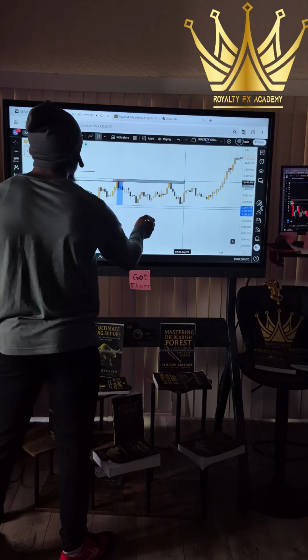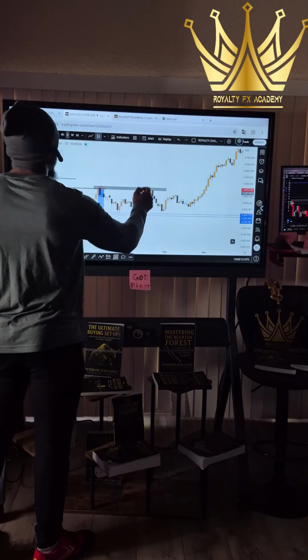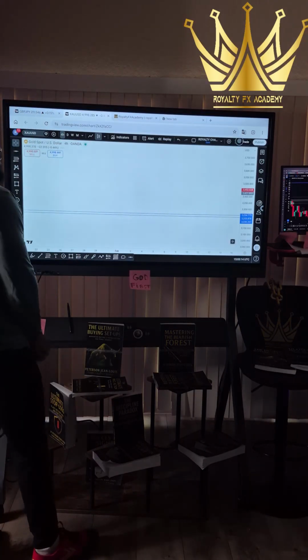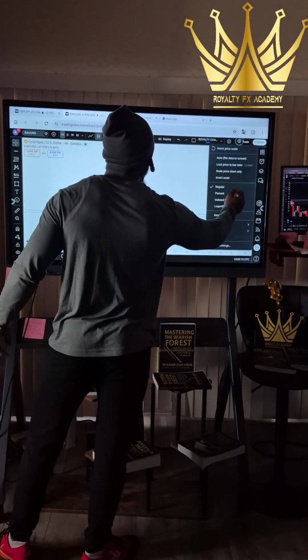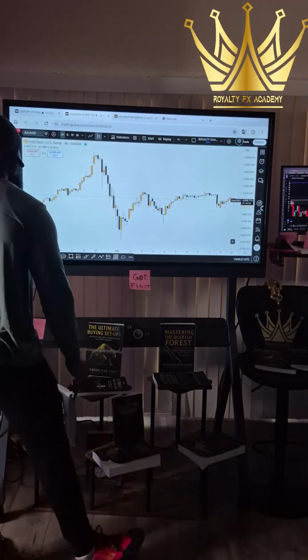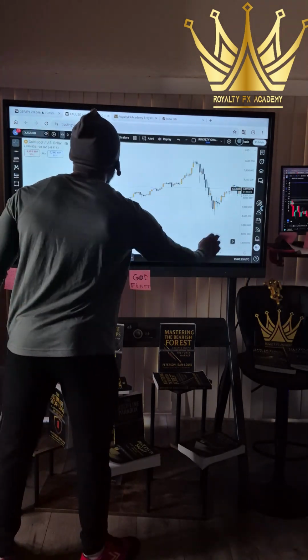Boom, like so. See that? So we have another daily double top, right? We're looking for a sell on the 4 hour time frame. Let's bring this forward, and then let's reset it, make it a bit easier for us to find what we're looking for, right? Minimize a little bit, collapse, and then boom.